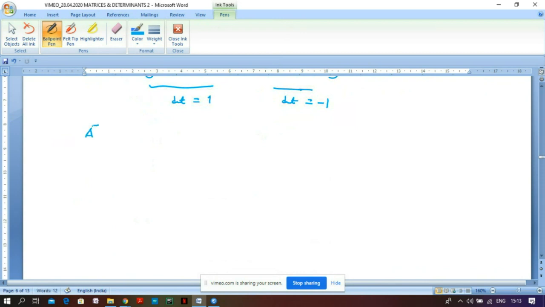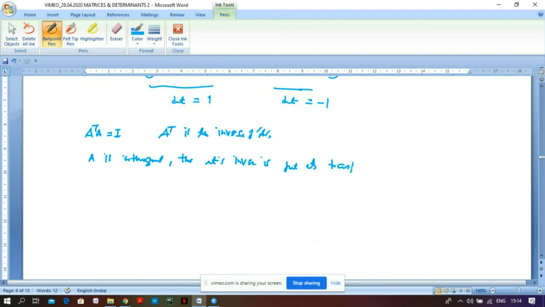Notice first that A transpose A equal to I means that I can say that A transpose is the inverse of A. In general, inverse you have to find, but here if A is orthogonal, then its inverse is just its transpose. No calculation, just transpose. Based on this, we can do one problem.